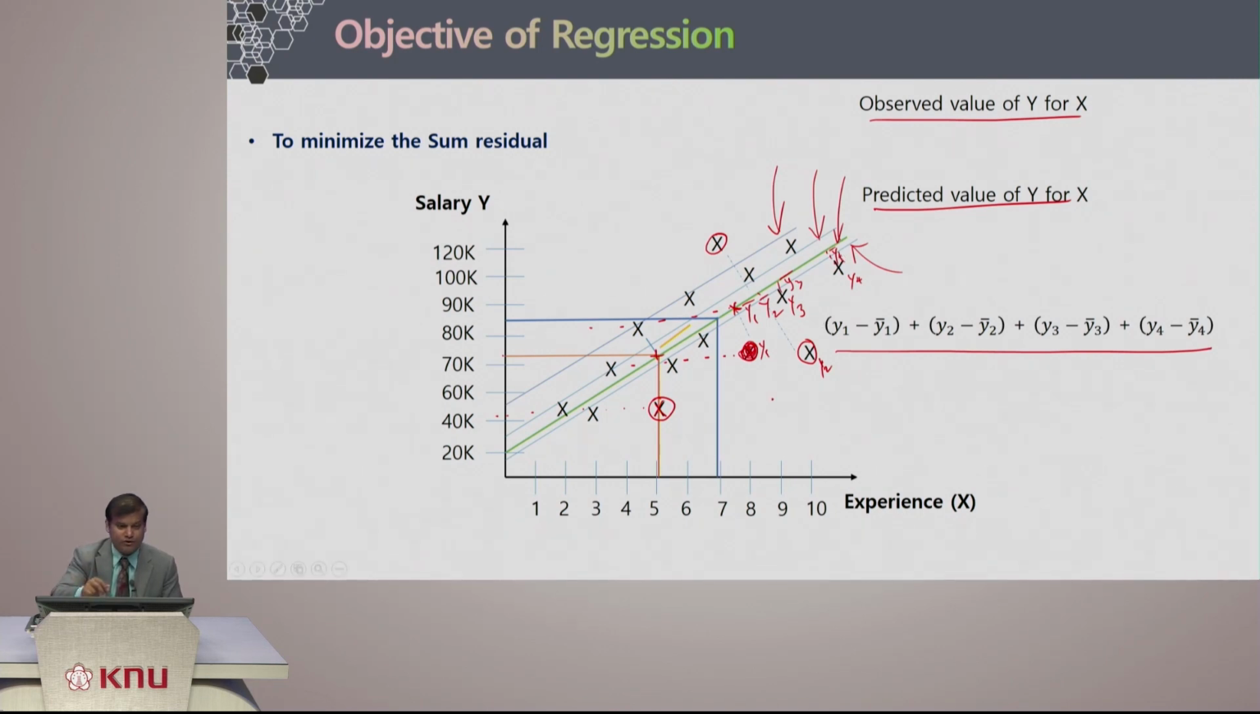So likewise you can add up the differences for each and every data point: y1 minus y1 bar, y2 minus y2 bar, y3 minus y3 bar. You can add up all the differences for each and every data point for one particular line and check its sum. Then do the same thing for another line. There are different lines we have drawn here. Try to find which line has the best fit with minimum error, and that is going to be our best model, or best line, for regression.